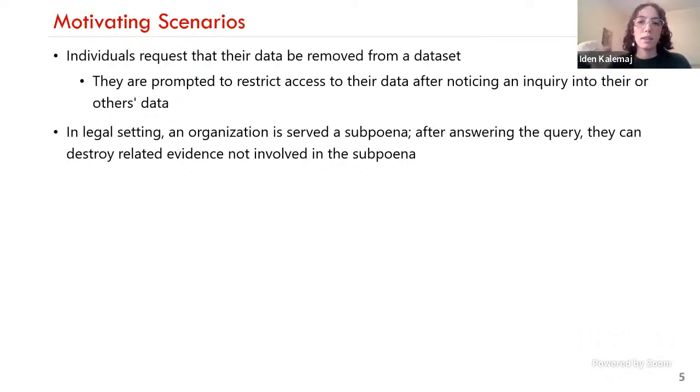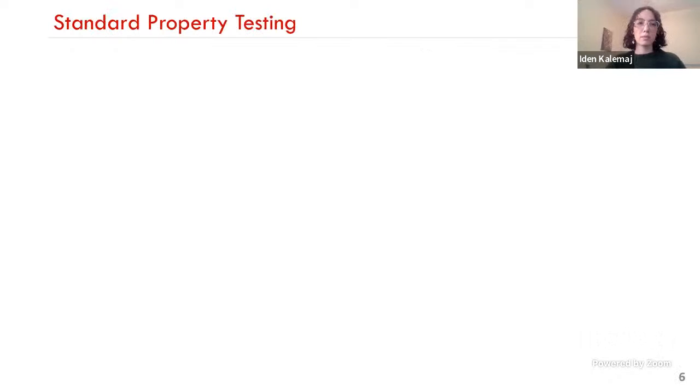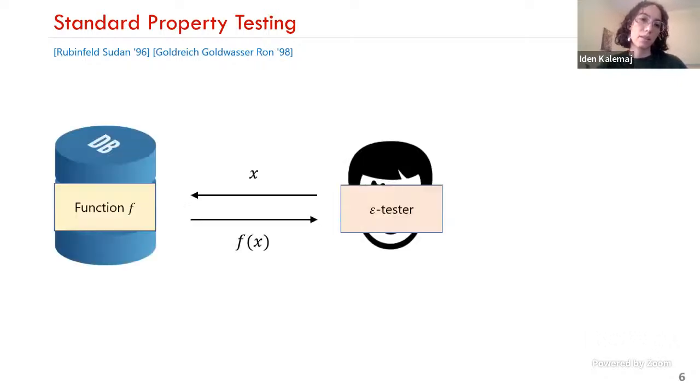The organization is legally bound to first answer this query, but afterwards they can destroy related evidence that was not involved in the subpoena. The tasks we consider in this model in this work are standard property testing tasks, which is a subset of sublinear-time algorithms. Property testing was first introduced by Rubinfeld-Sudan and Goldreich.